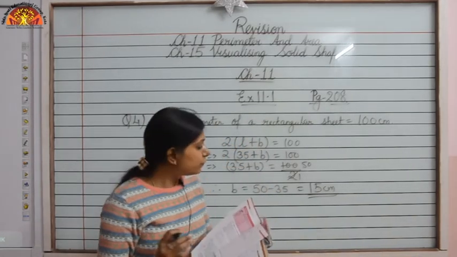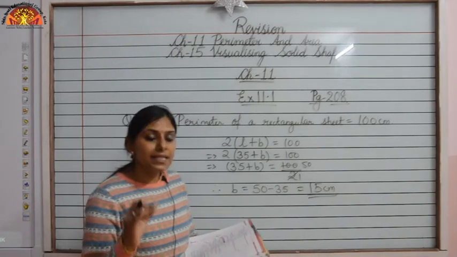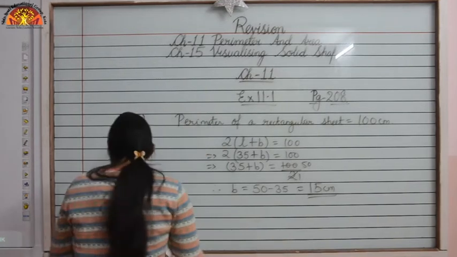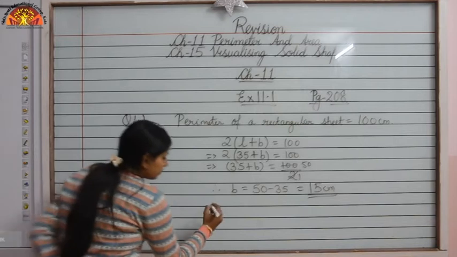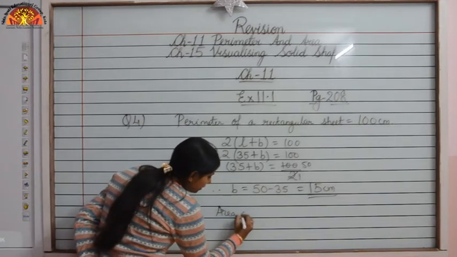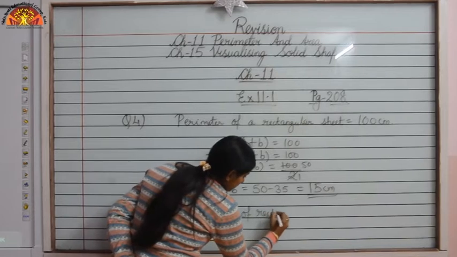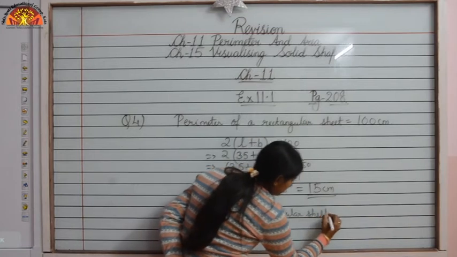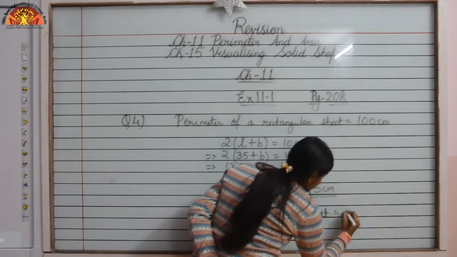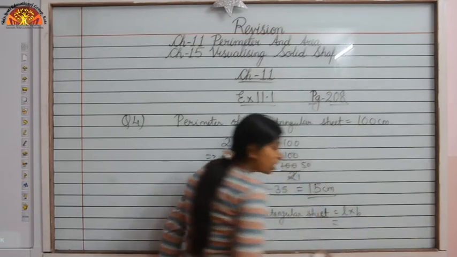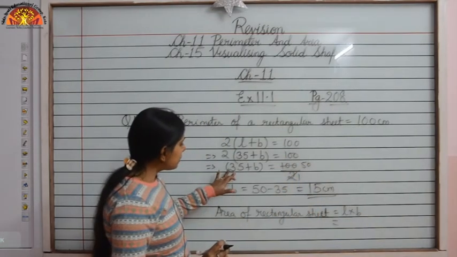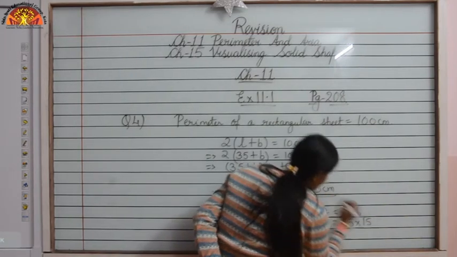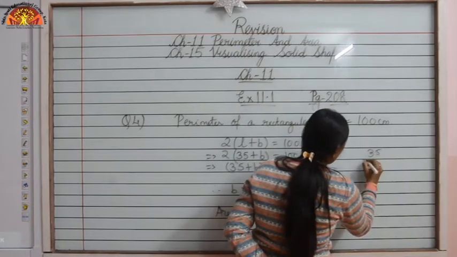So children, we have just solved the first part of this question. Now the second part is, you have to find the area of a rectangular sheet. As you know the formula for the area, area of a rectangular sheet is equal to length into breadth. You now have both dimensions, length is equal to 35 and breadth is equal to 15, that is 35 into 15. So you can just carry out the multiplication, 35 into 15.